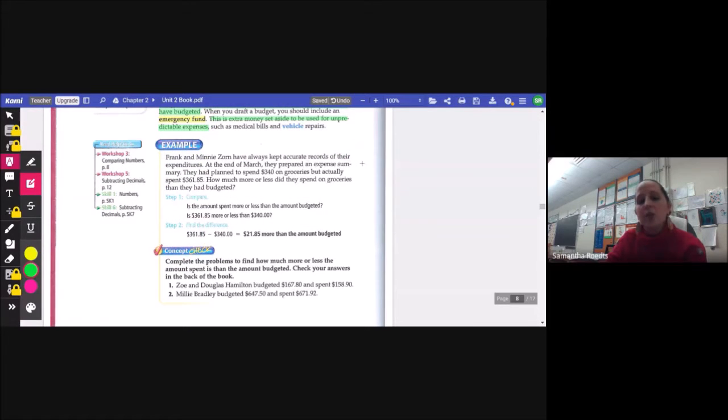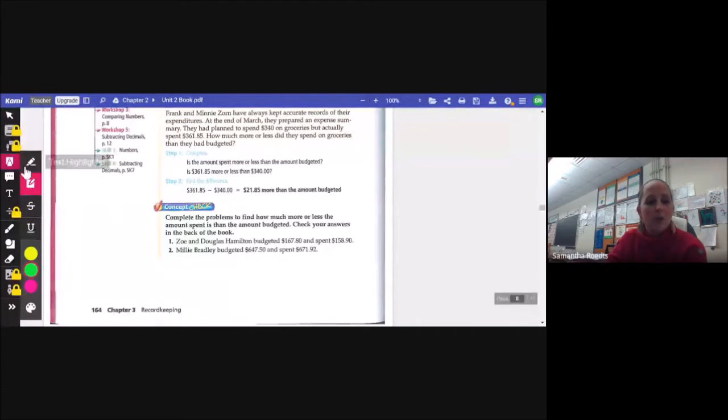The example we're going to look at is Frank and Minnie Zorn, who have always kept accurate records of their expenditures. At the end of March, they prepared an expense summary. They had planned to spend $340 on groceries, but actually spent $361.85. How much more or less did they spend on groceries than they had budgeted? They spent more money than they were planning on spending. When I subtract, I get $21.85, which is more than the amount they budgeted.